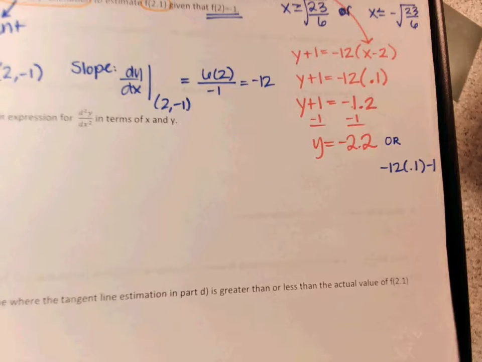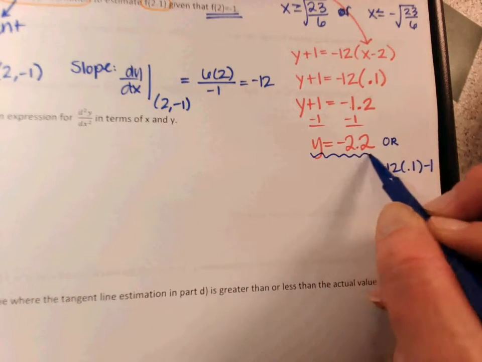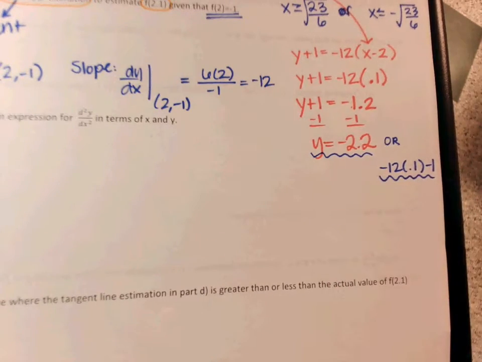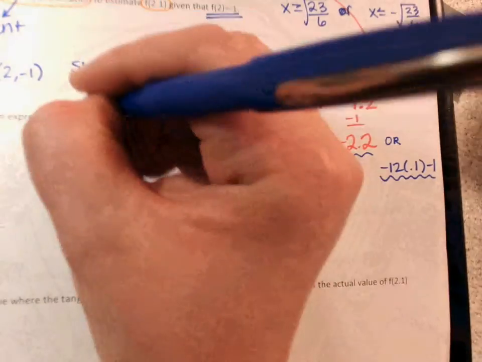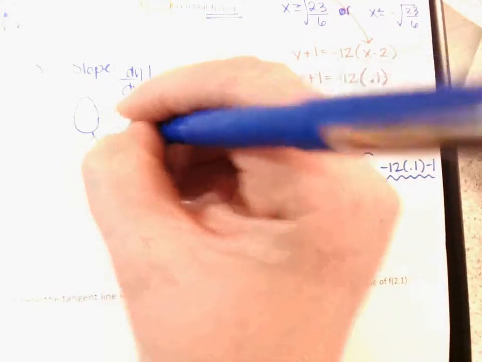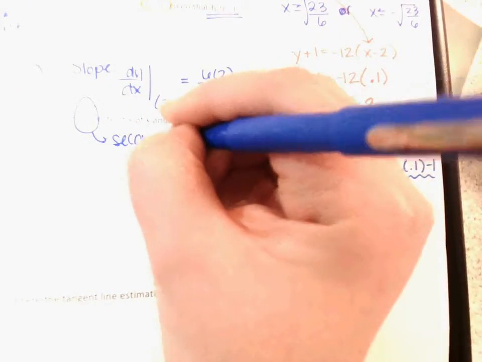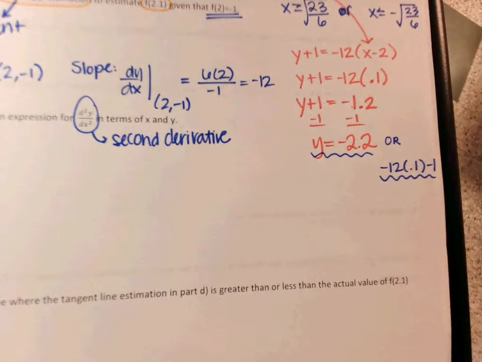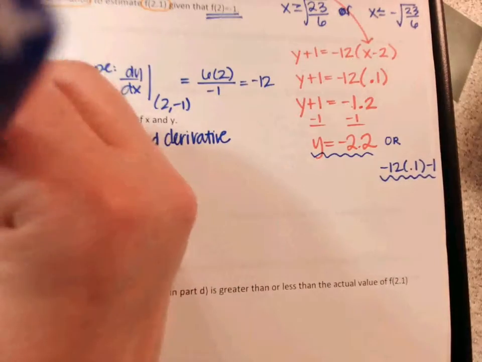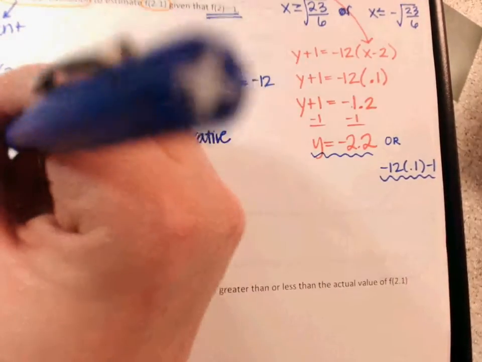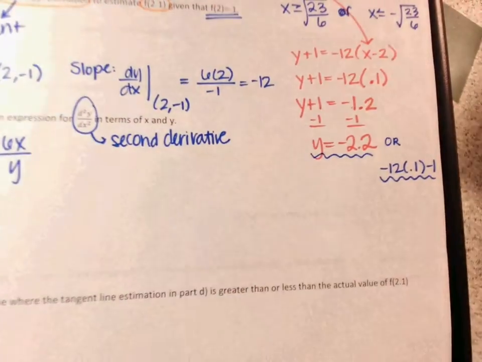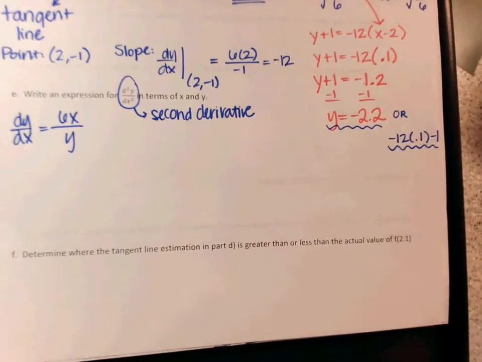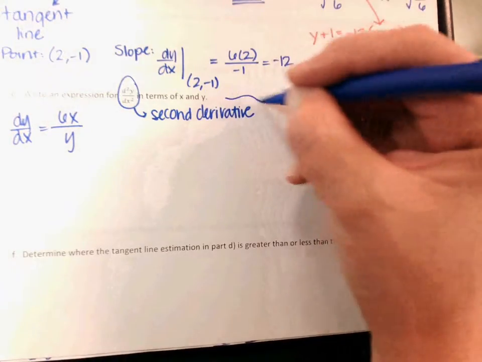Alright, part E, this is also throwback. What do you need to do to find d squared y over dx squared? That is the second derivative. Now, I already have the first derivative, right? What rule are you going to need to take the derivative if dy/dx is 6x over y? Quotient rule. Very good. See if you remember how to set it up. We'll do it in a second.